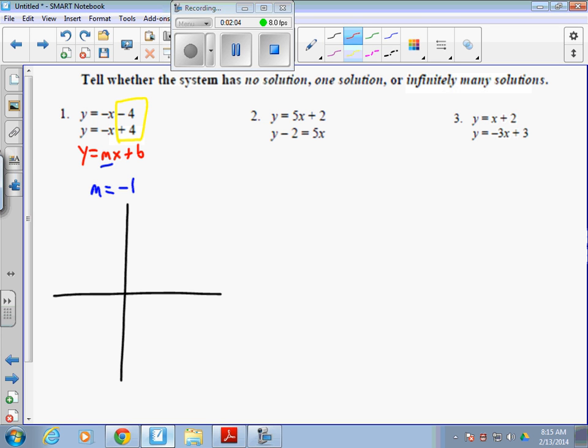Like if the first one goes through at negative 4 and the other one goes through at positive 4 and their slopes go downhill like this, both of those equations will look similar to that. Therefore, they're parallel lines and there'll be no solution. So the answer to number 1 is no solution.